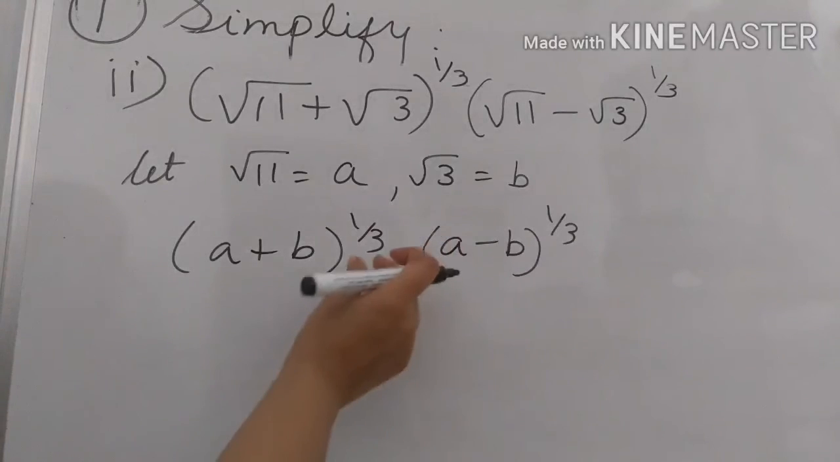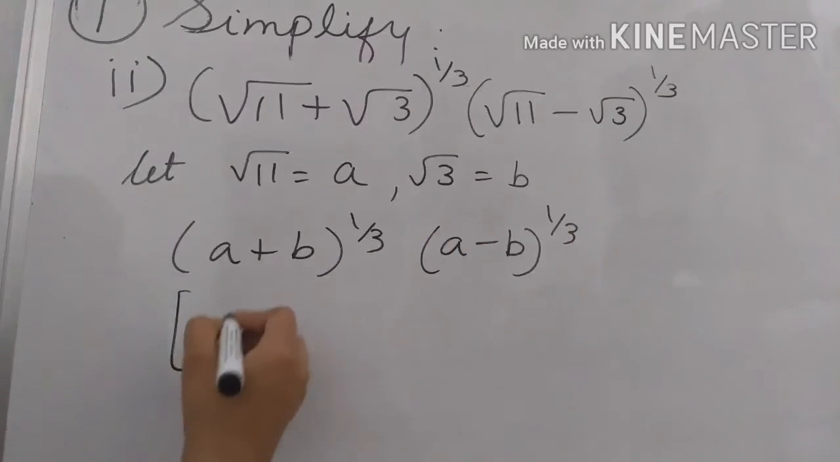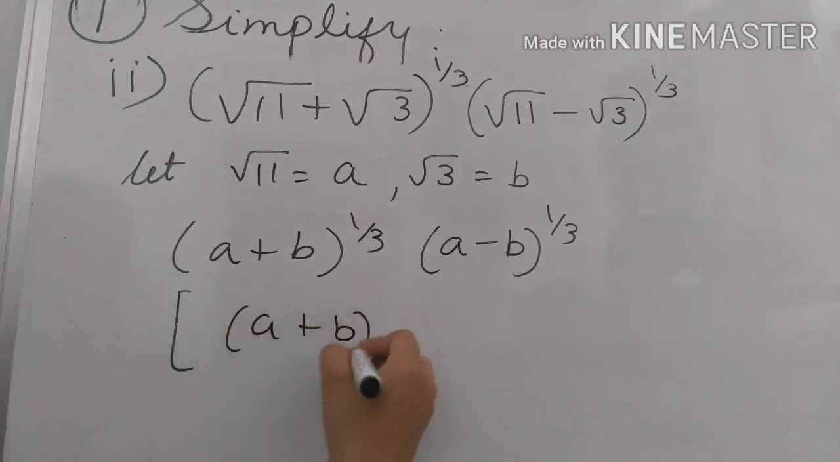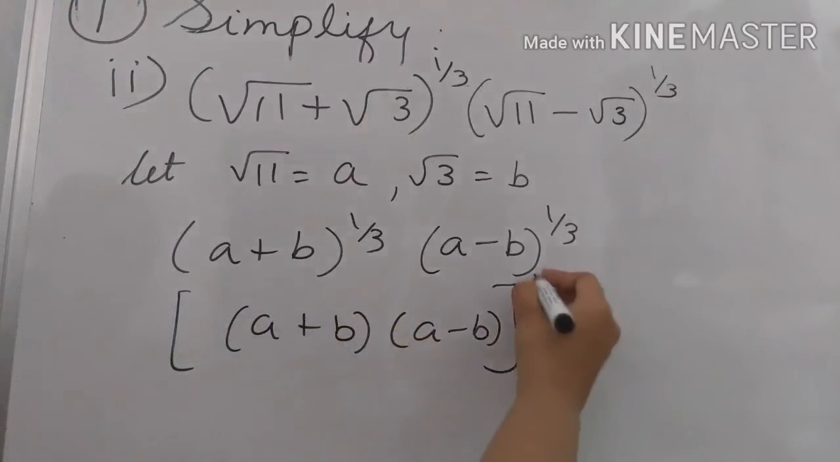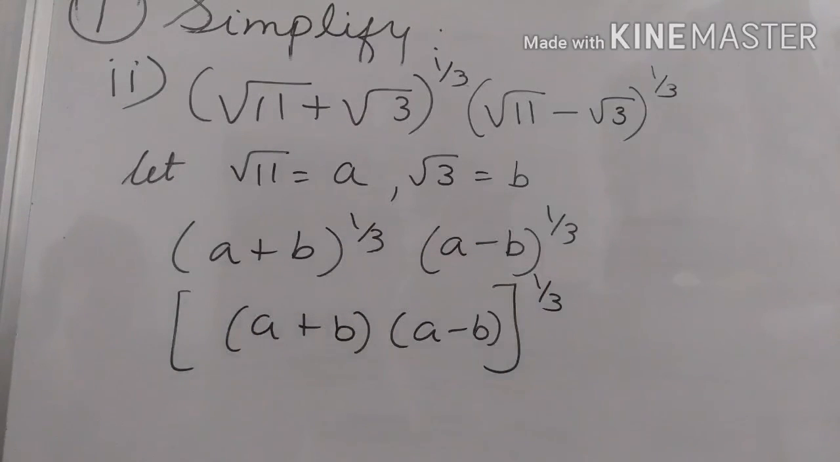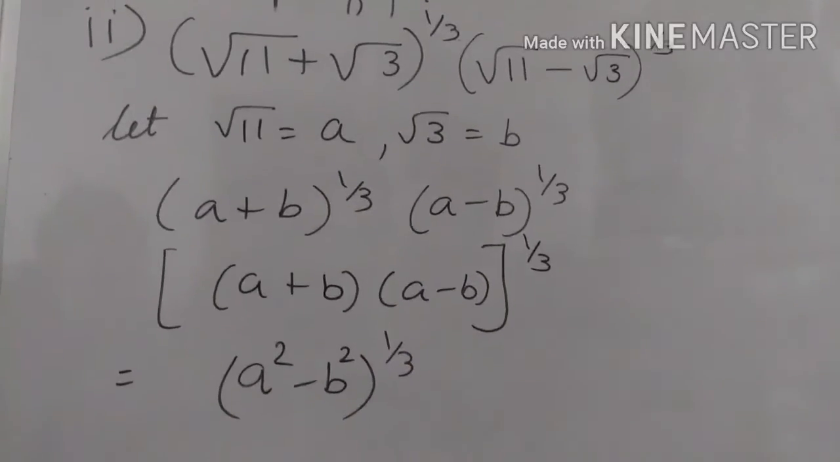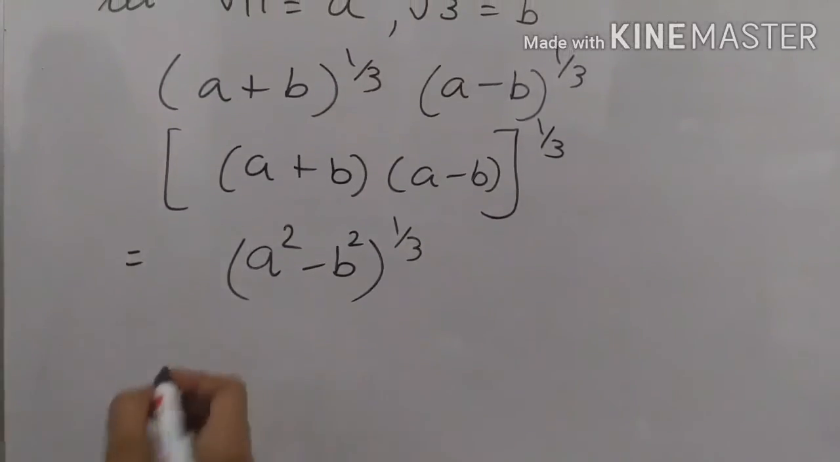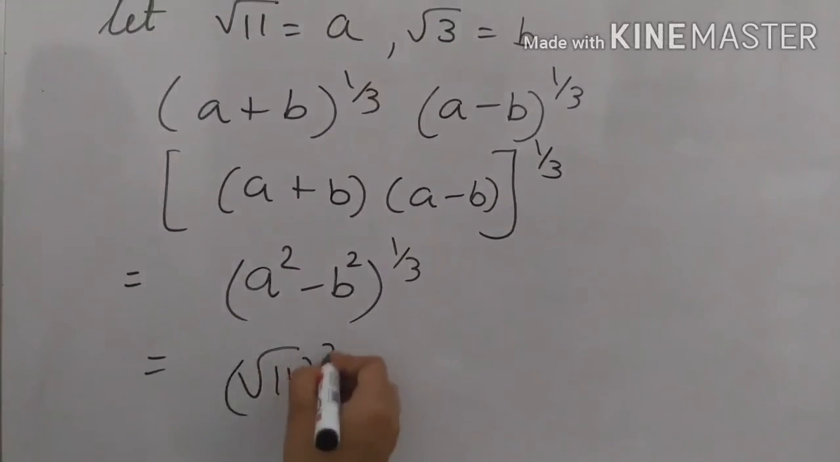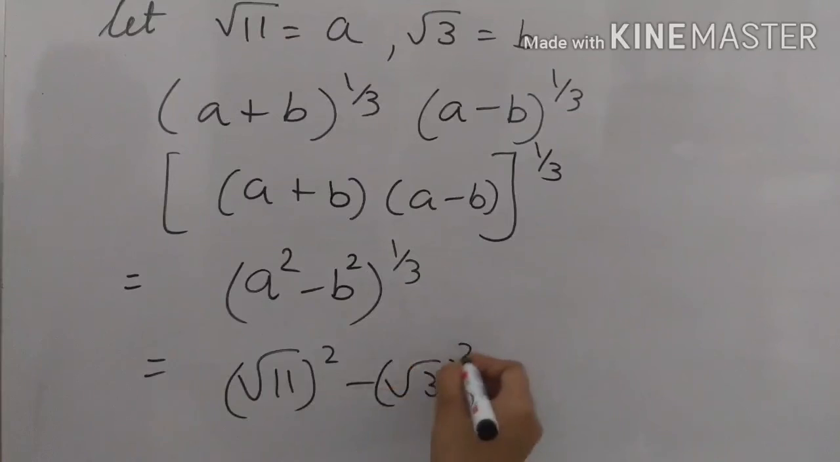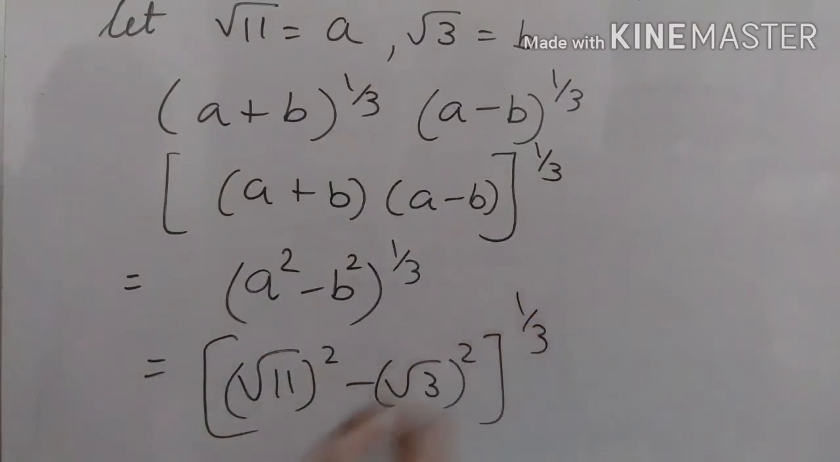Now what is the common thing here? The power 1 by 3 is common. So I can write A plus B and A minus B whole power 1 by 3. We can take this 1 by 3 power in common. So here now, A plus B, A minus B is the expansion of A square minus B square. So instead of these 2 brackets, I write this 1 bracket and power 1 by 3. Now the value of A is under root 11. So I will substitute here under root 11 square minus under root 3 square whole power 1 by 3.